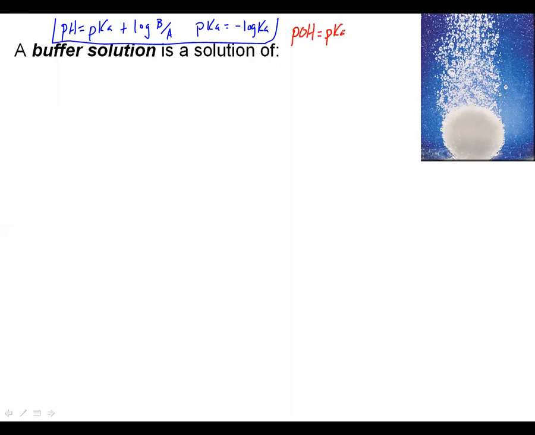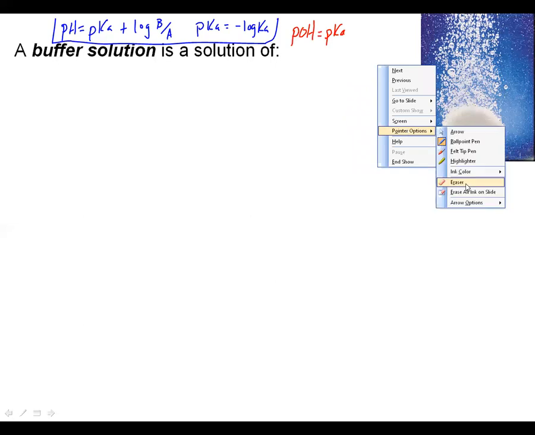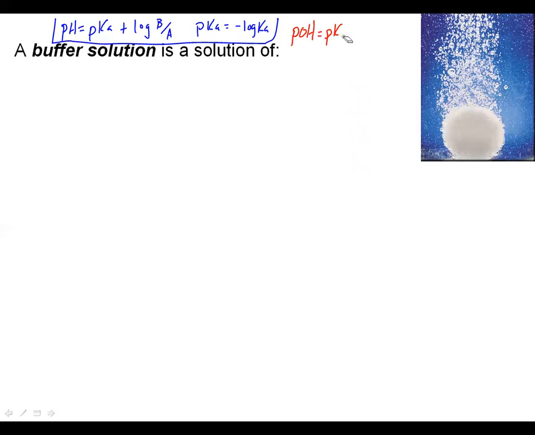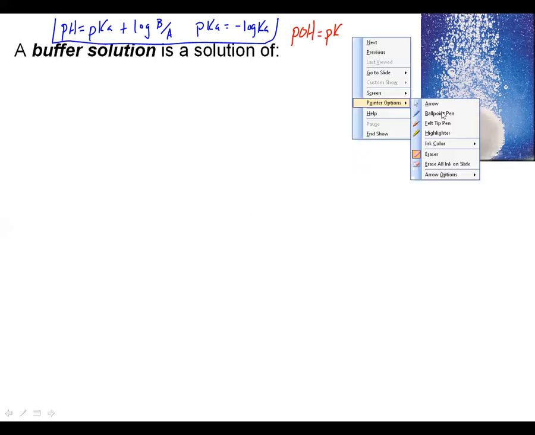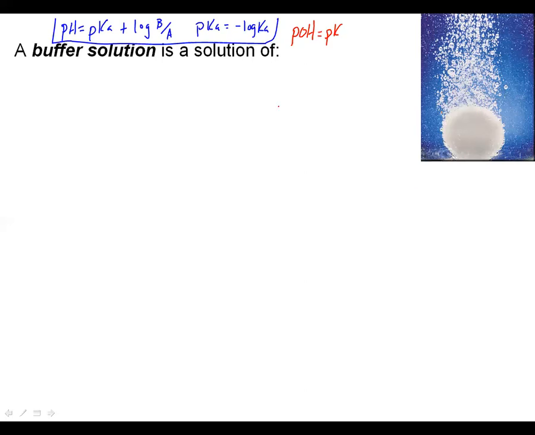I'm sorry, my bad. Would equal the pKb, not a, b, since we're dealing with the base, plus the log of the acid over the base, where here the pKb value would be minus the log of the Kb value.